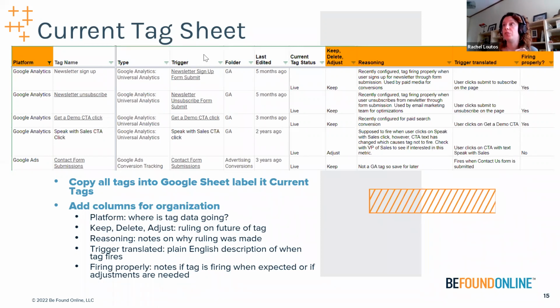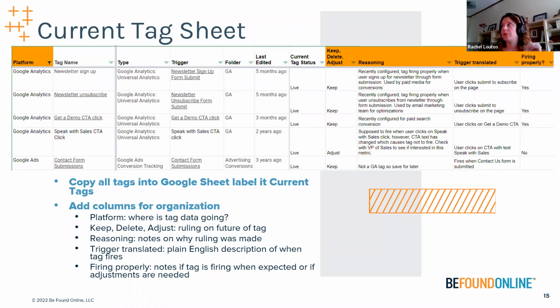And we have a trigger translated column. So I know from GTM, we have this column that gives us the name of the trigger, but more than one person typically uses GTM, and naming conventions can differ, especially if they're not concise across all of those users. So what we're doing in this column is writing what the trigger actually does in plain English. So anyone can look at this and understand, oh, this tag fires here.